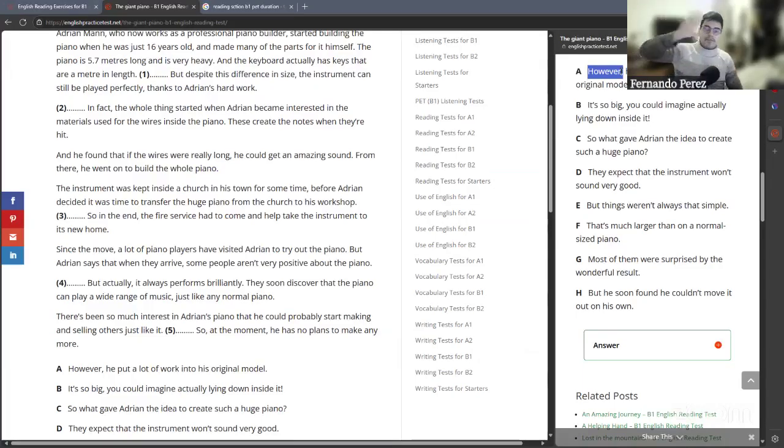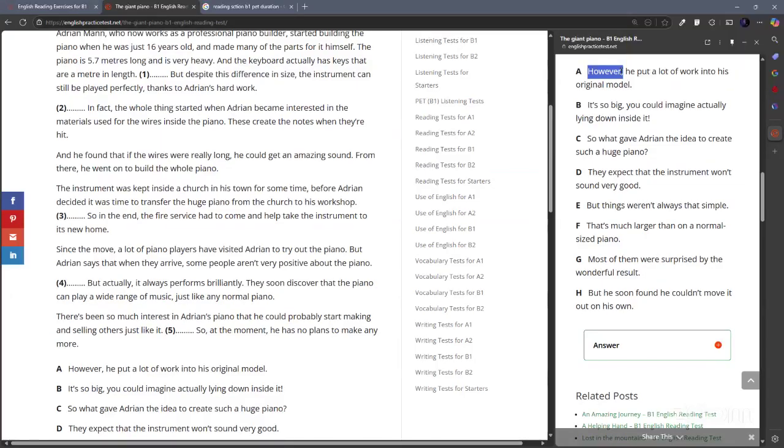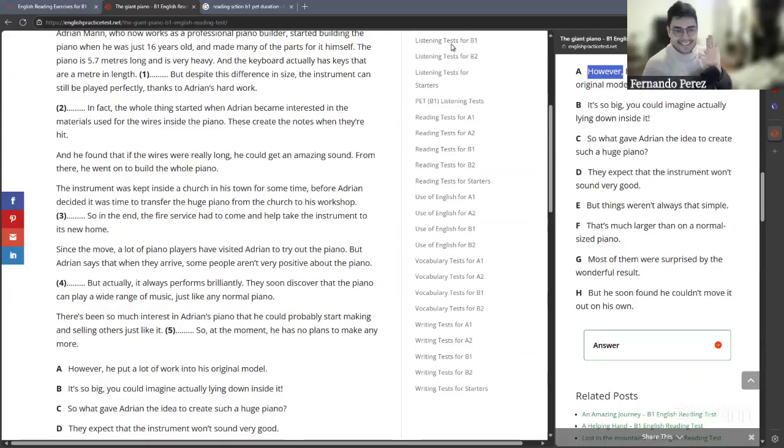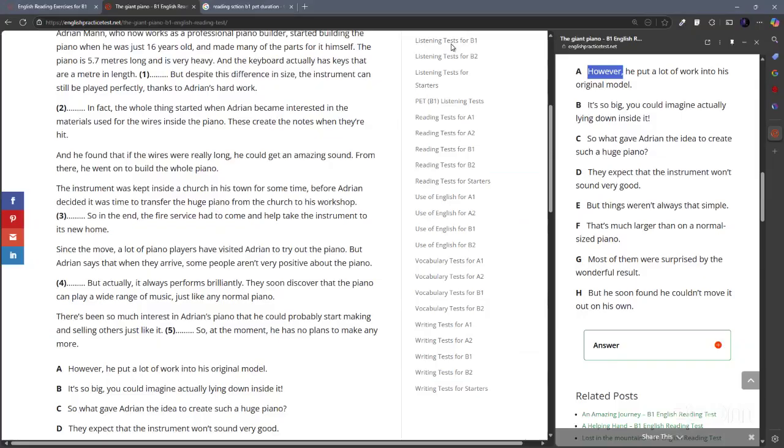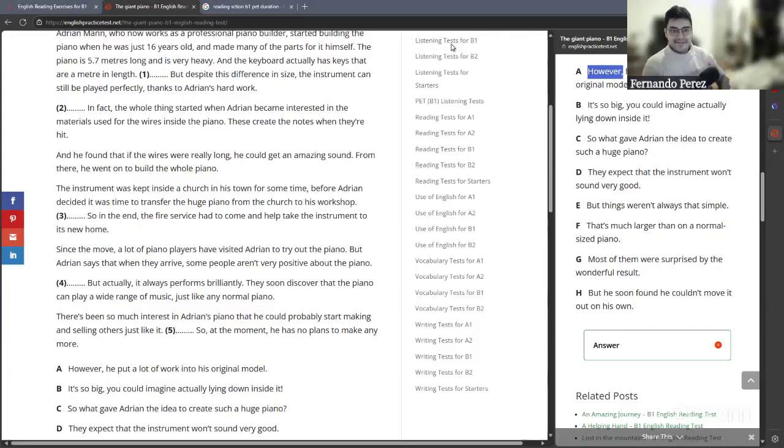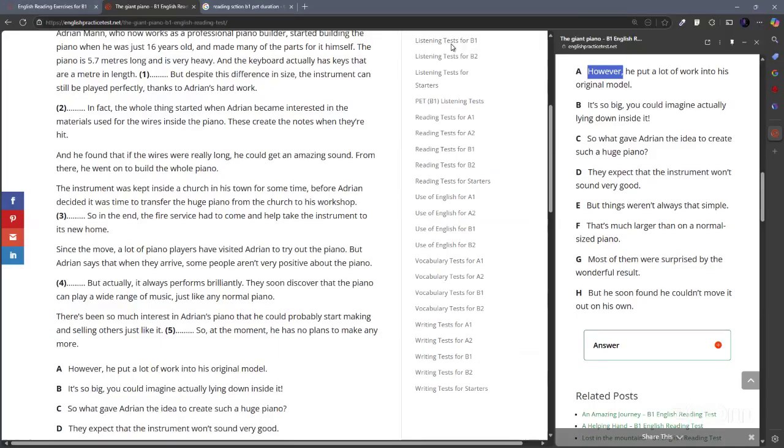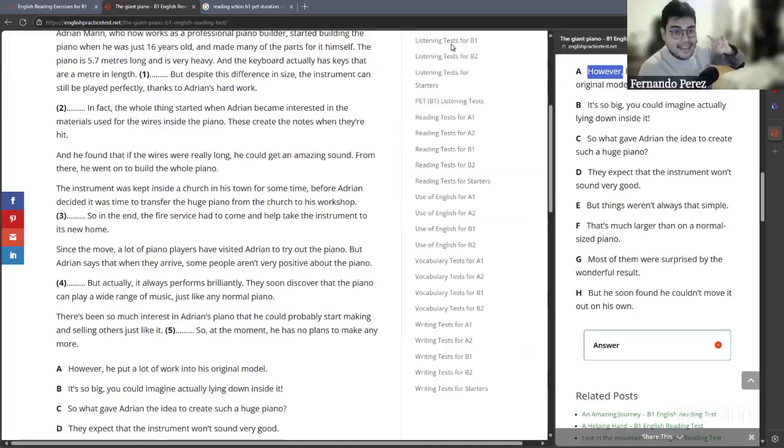Who remembers a synonym of however? No, a synonym in English. Come on, Yamil. It's actually the contrary of for that reason. However, English, guys. Synonyms, antonyms. However is similar to but. Again, it is a contrast.